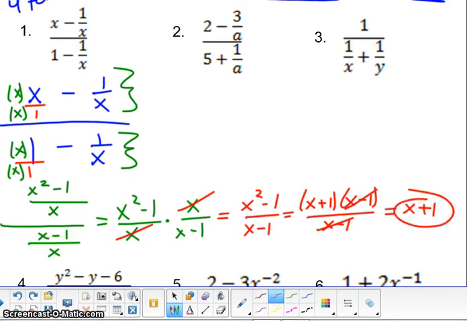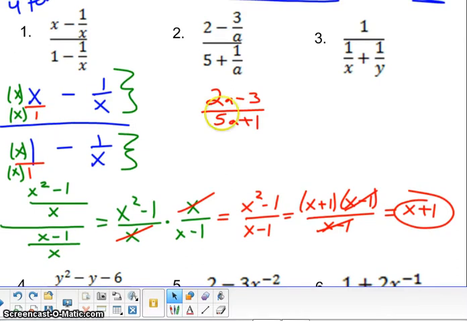I apologize for the lack of room. If you have some extra paper, that might be a good idea to work on an extra piece of paper on these. Okay, the second one is very similar to the first one, so I'd like you to try that one on your own.